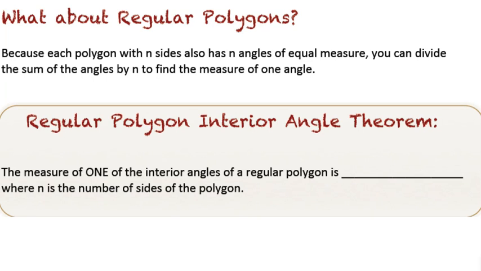So now we're going to talk about regular polygons. Regular polygons are polygons where all the sides are congruent and all the angles are congruent. They're the pentagons that look like pentagons, the octagon that looks like an octagon. When you look at it, all the sides are the same, and everything is nice and symmetric. Because each polygon with n sides has also n angles, you can divide the sum of the angles by n to find the measure of one angle.